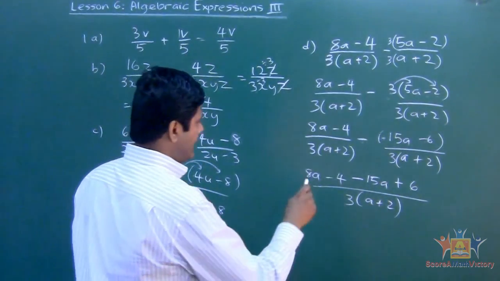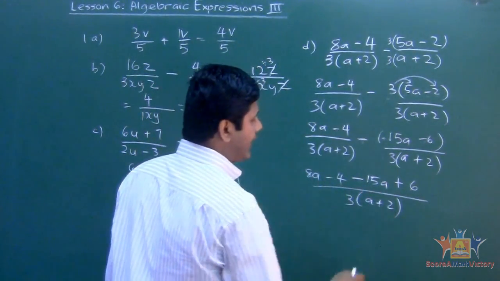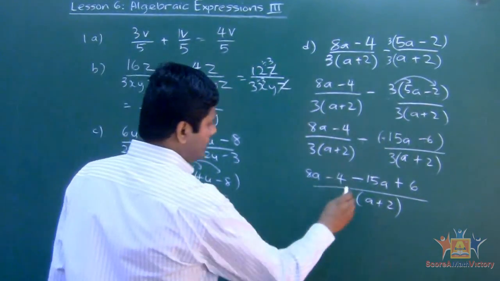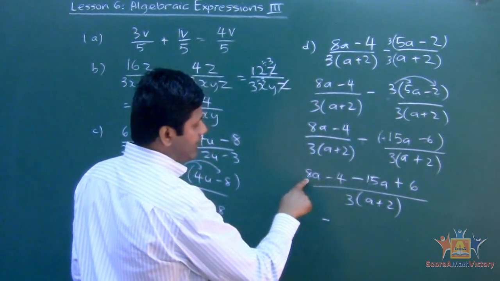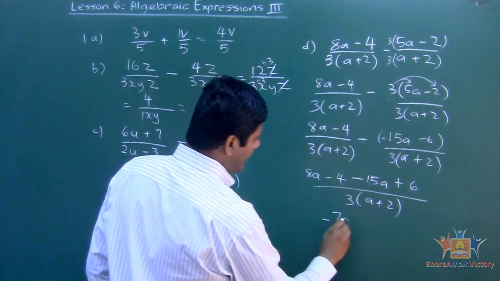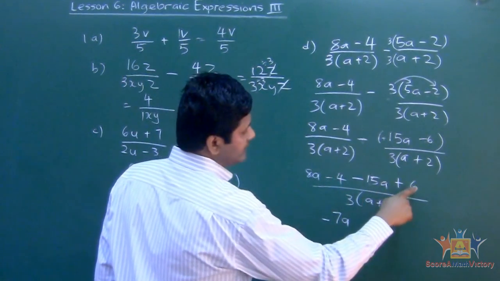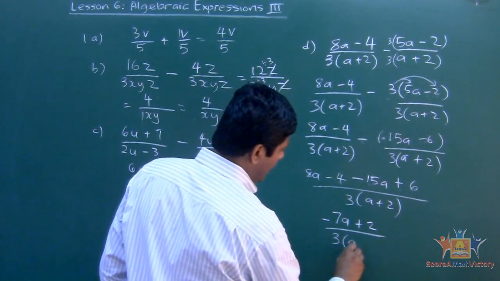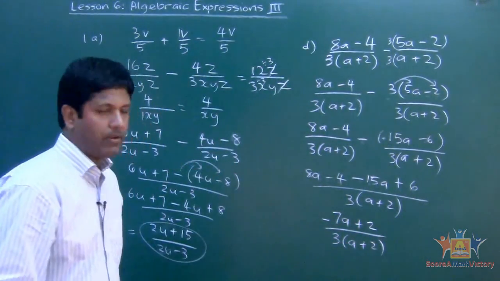In other words, terms. 8a minus 15a. I owe more than I have. So you're still going to owe but less. Okay? So I'm still going to owe, negative, 15 minus 8, 7. So 7a. Negative 4 plus 6. Now 6 minus 4 is 2. Alright? Over 3a plus 2. 3 times bracket a plus 2.